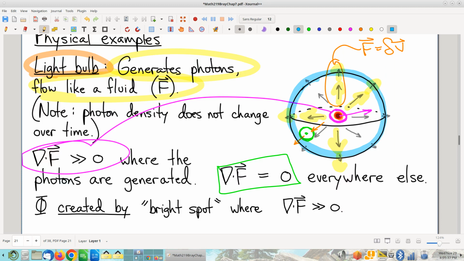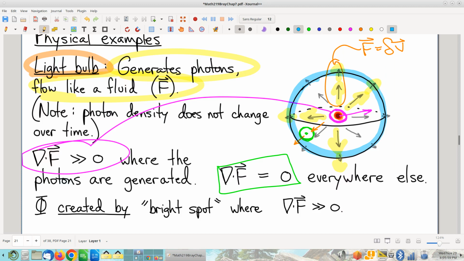On that blue sphere, a lot of flux. How many photons pass through this blue surface? All of them, just like the small purple sphere. So, large flux on this blue sphere. And now I ask, where did that come from?